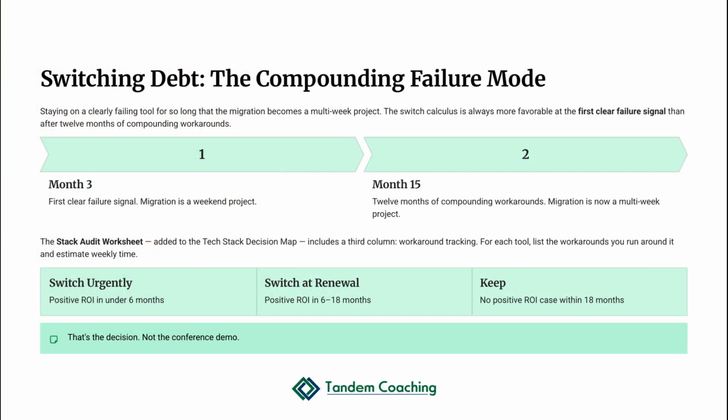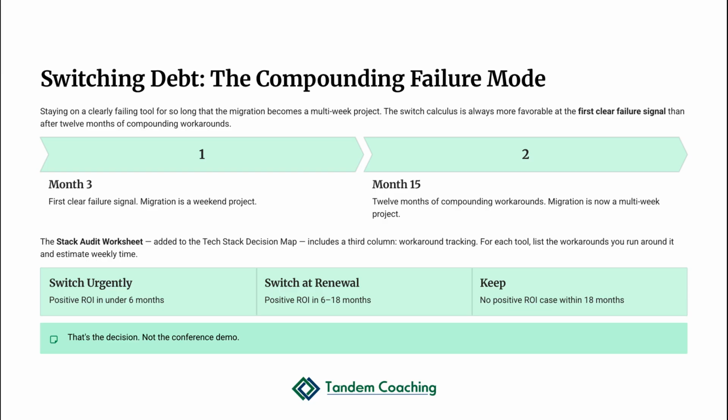Switching debt, the compounding failure mode. Staying on a clearly failing tool for so long that the migration becomes a multi-week project. At month 3 of a failing tool, the migration is a weekend. At month 15, it's a project. The switch calculus is far more favorable when performed on the first clear failure signal.